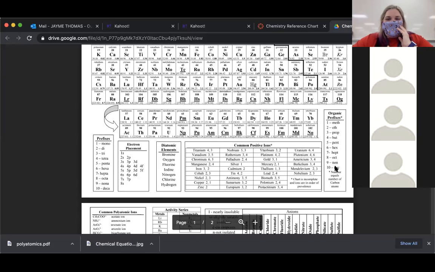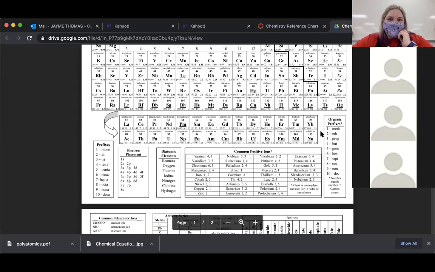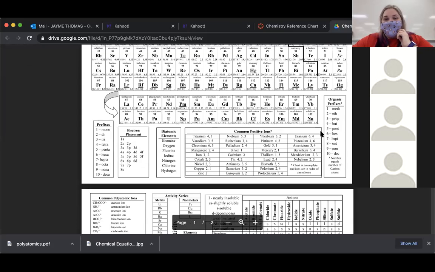This side over here on the right where it says organic prefixes, that doesn't really apply to us. We don't learn organic names and formulas in this class. That's something my IB students do. So if you want to learn about that, you can take IB chemistry next year. And we learn all kinds of other advanced chemistry stuff that we don't learn in this class, that you would learn more in a college chemistry class.